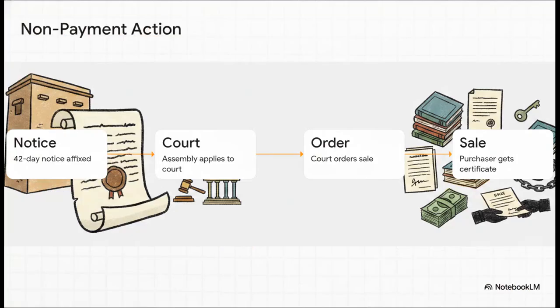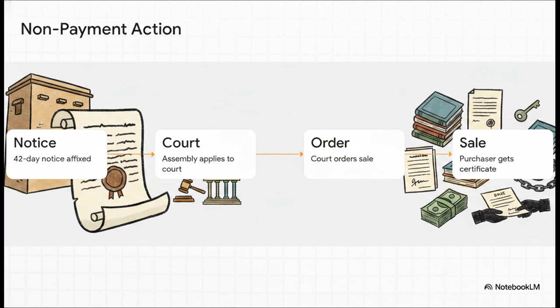We really need to talk about what happens if you just don't pay, because the escalation process is incredibly severe and direct. It all starts with a 42-day warning notice physically affixed to a conspicuous part of your premises. If you ignore that notice, the district assembly doesn't mess around. They go straight to court to apply for an order to sell your premises.